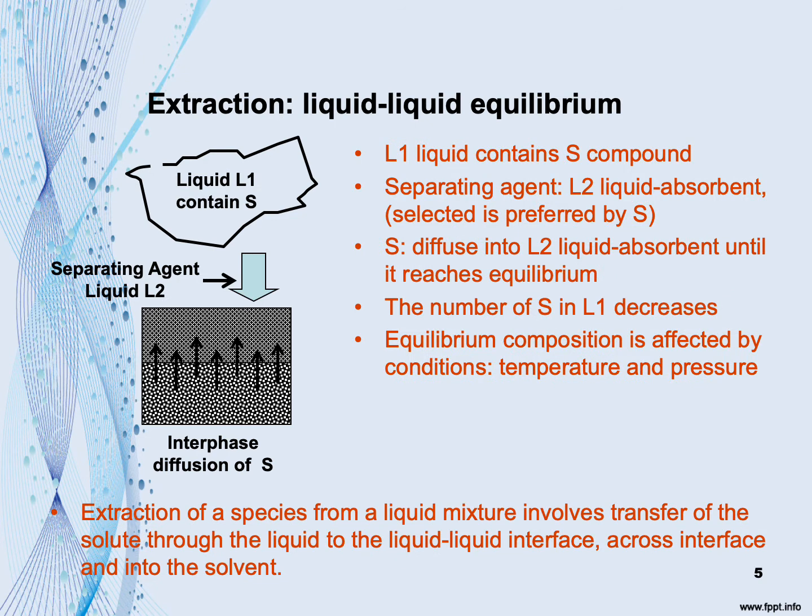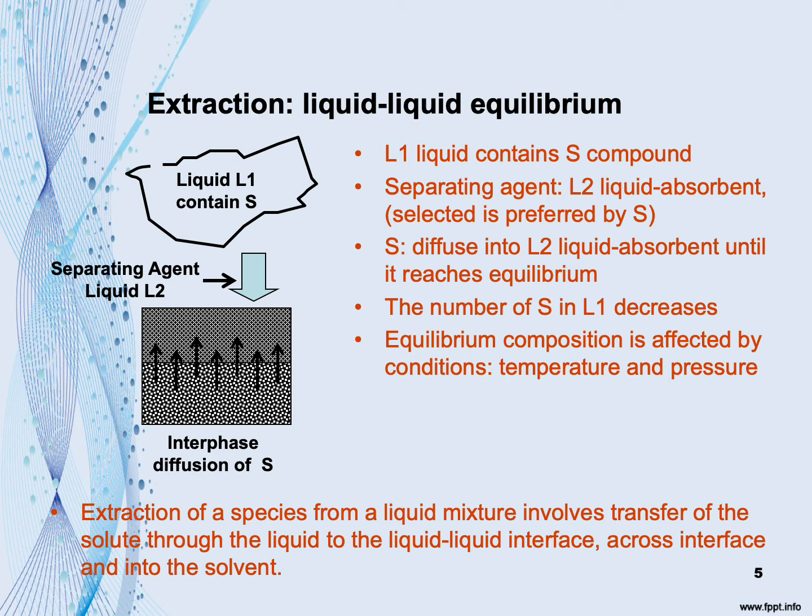Another example, this is going to be our last module, is extraction. Extraction is a liquid-liquid equilibrium. So we have a liquid 1 containing S, let's say, and we have liquid 2 also. So the separating agent is actually a liquid, like the liquid absorbent. It is selected, preferred by us. So the difference from absorption is that absorption started with a gas liquid system, but extraction contains a liquid-liquid system. The equilibrium composition again is affected by conditions.